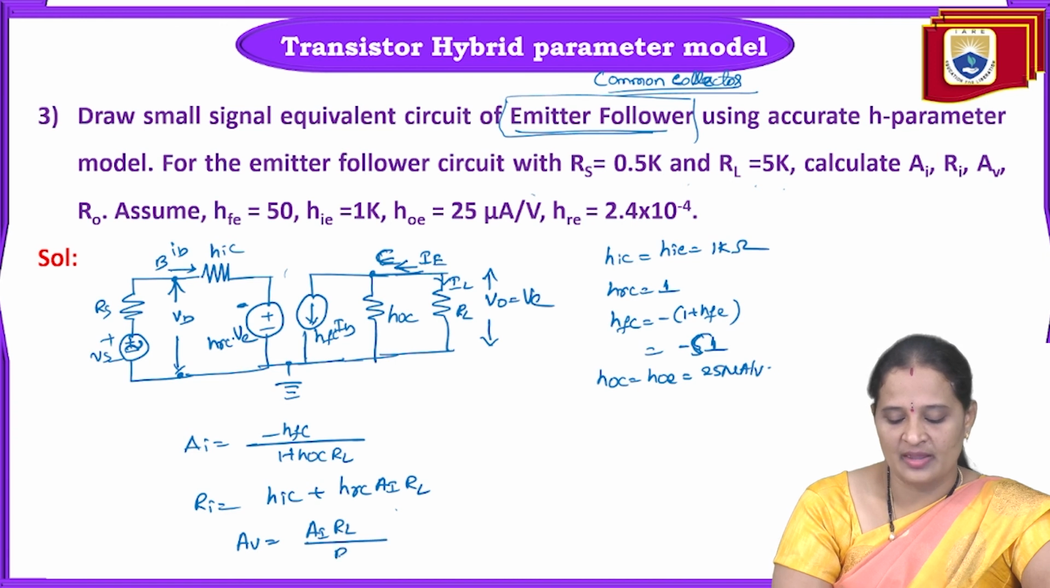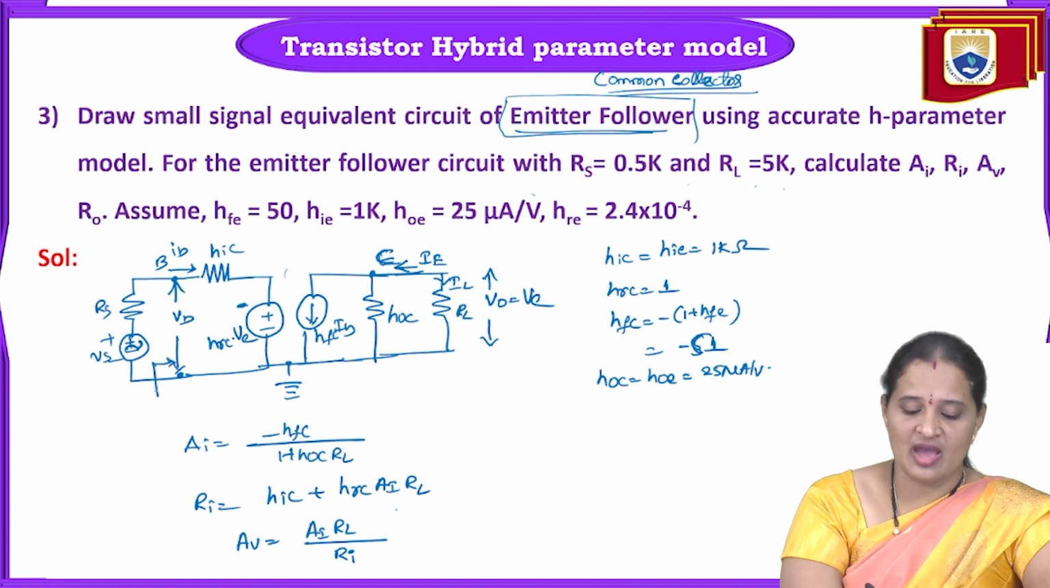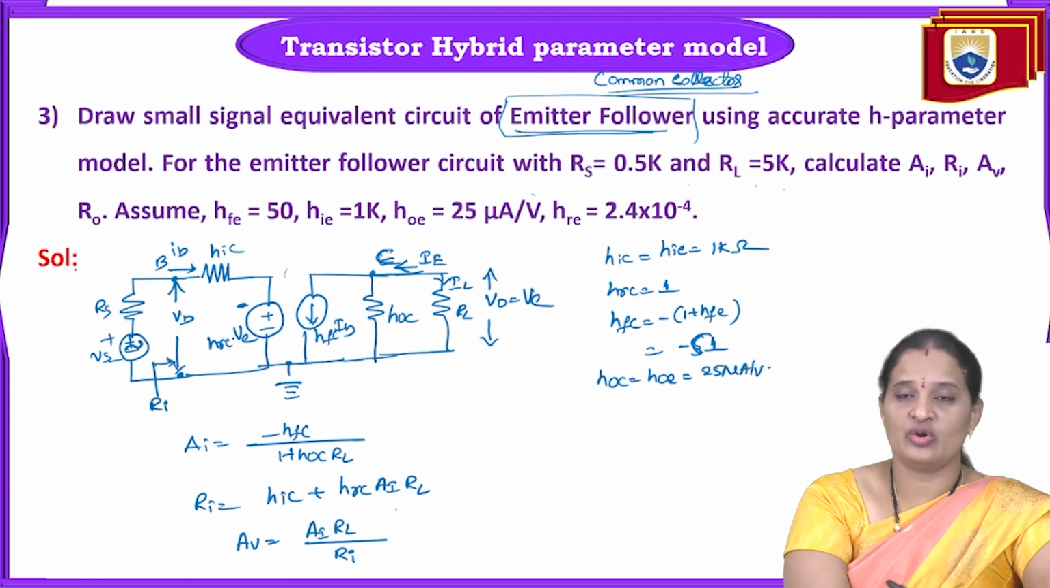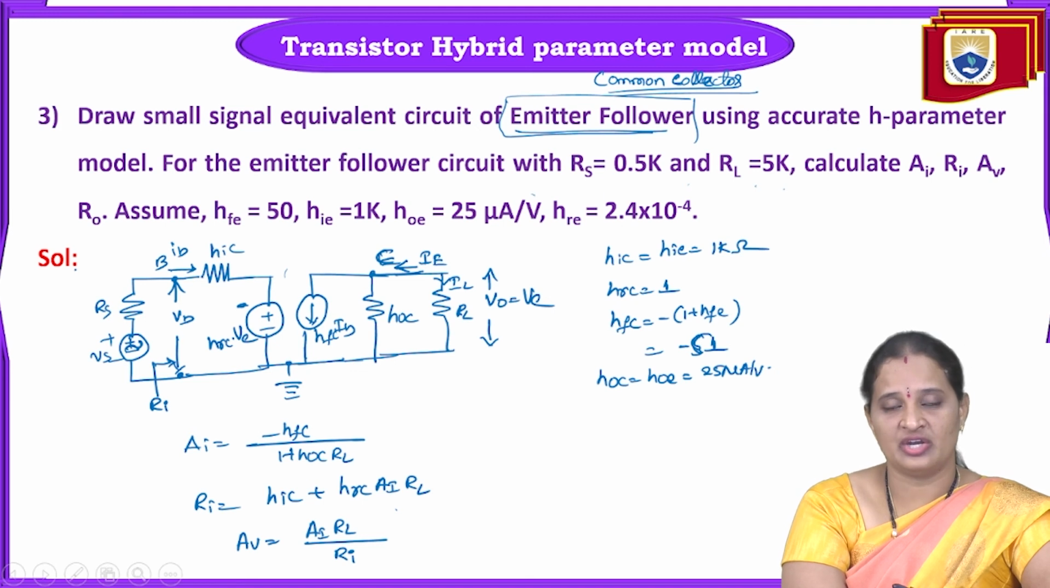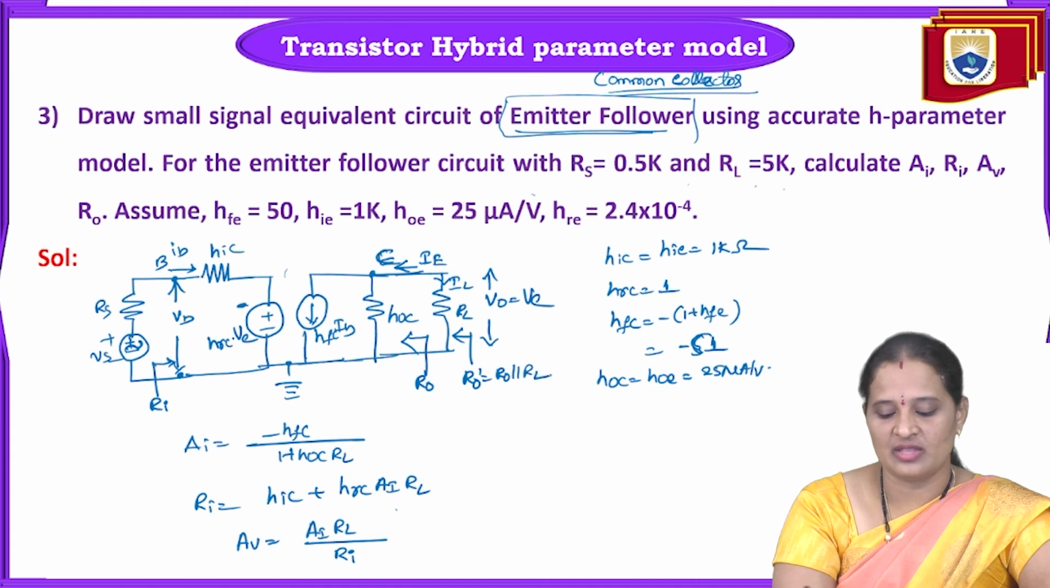AI into RL by RS. So once after calculating RS, just substitute. And we need not calculate even RS dash because we don't have any other resistors connected at the input side. And this is R0, whereas the output R0 dash can be given by R0 in parallel with RL.